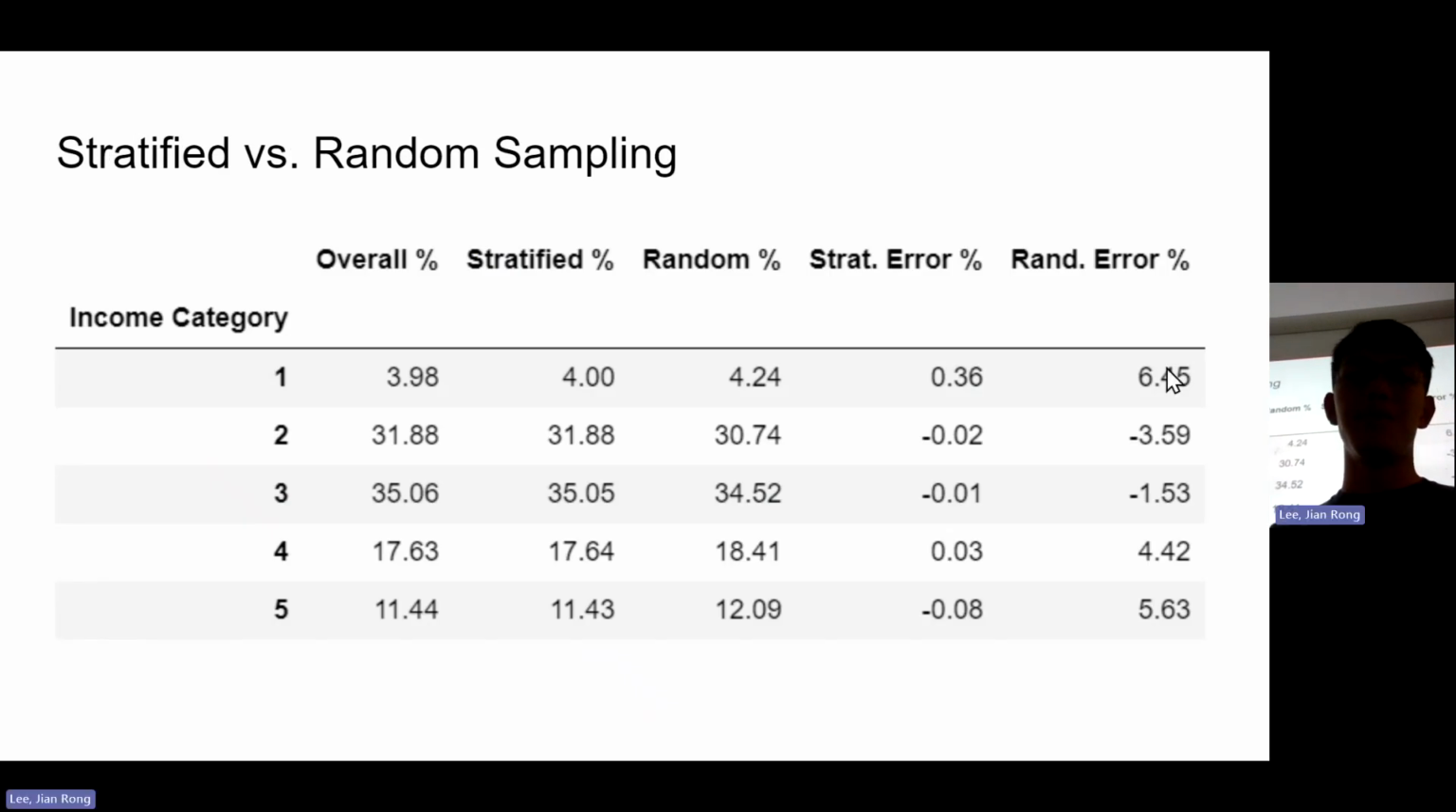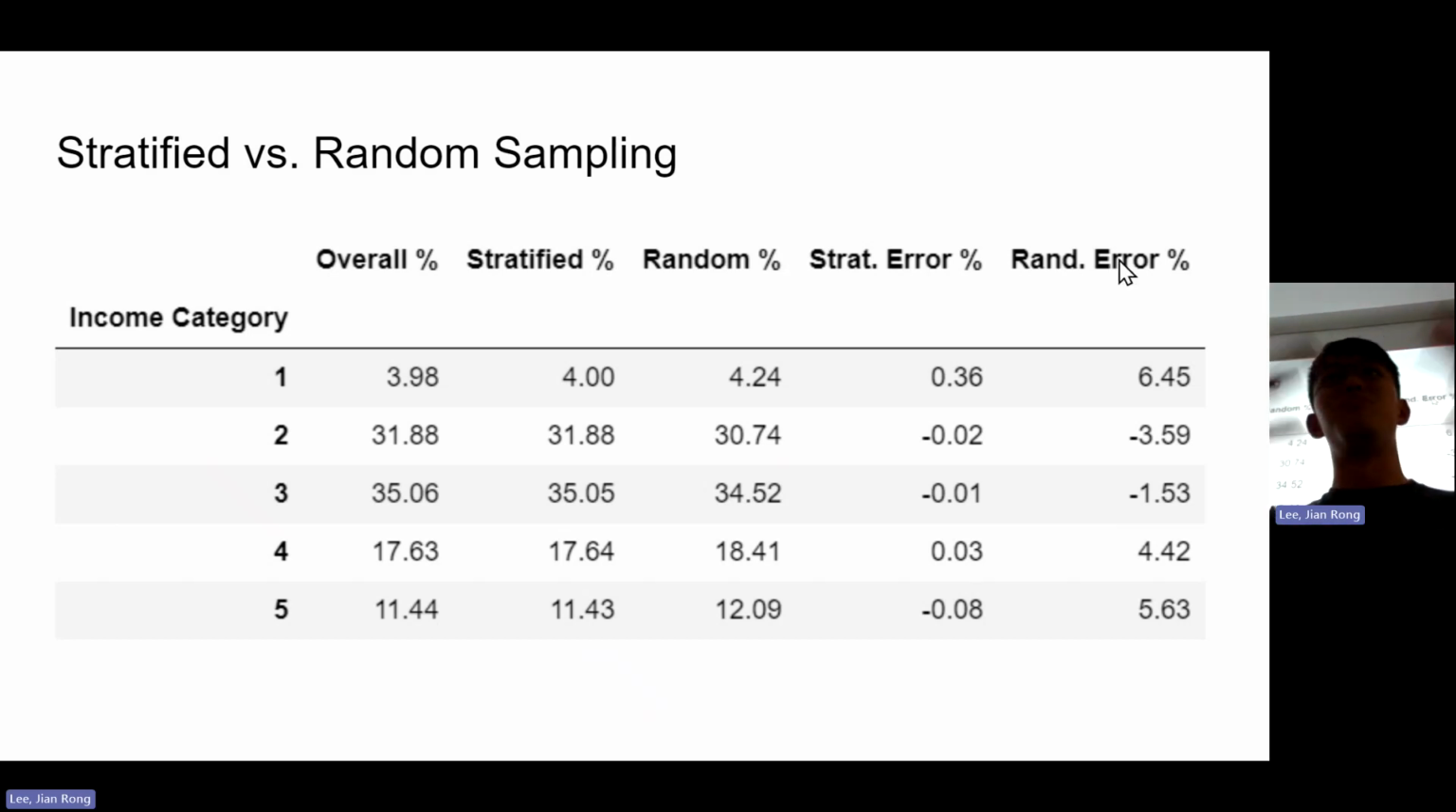Okay, so here are the results. With stratified sampling, which is basically following the distribution, we get a very small error. Basically, that means that our test data follows the distribution of the original data set.